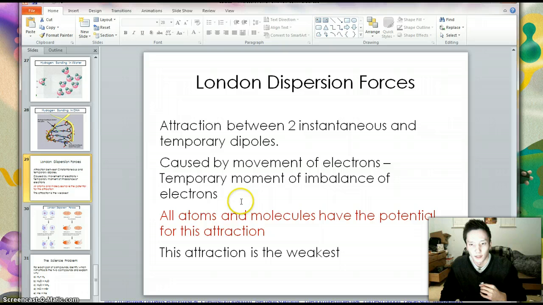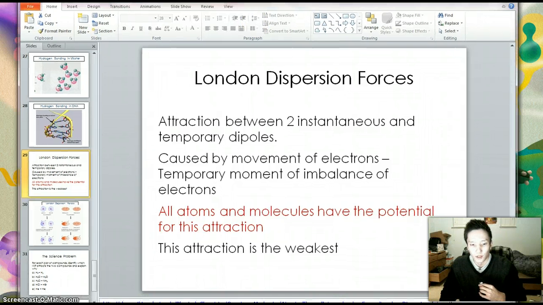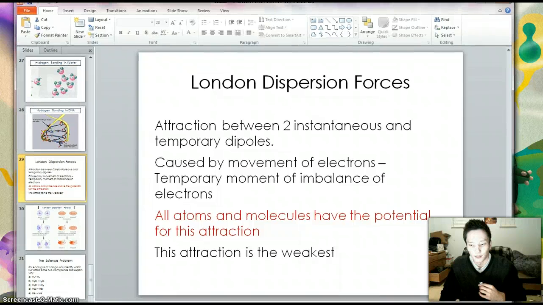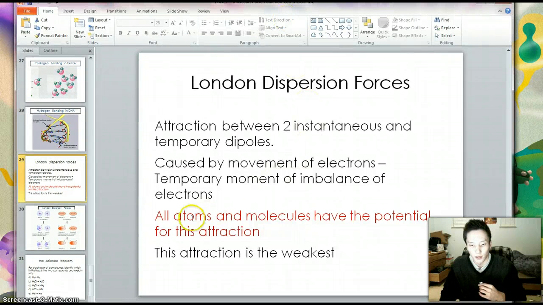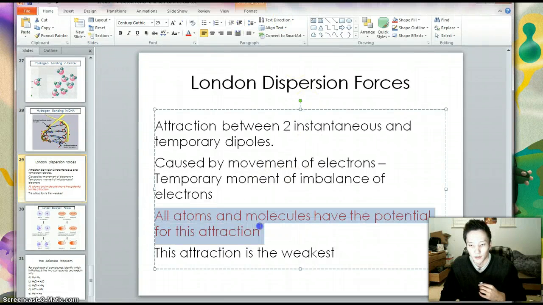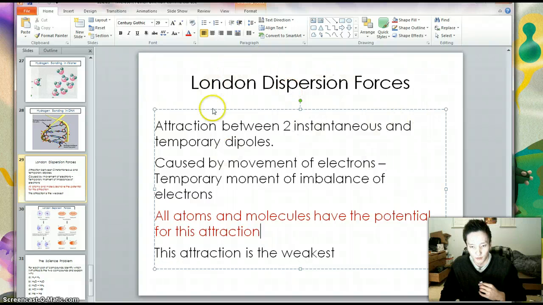is this guy over here, London dispersion forces. But I want you to know two things about this before I even talk about what they are. The two main points for London dispersion forces are that every single atom and molecule have this potential. So every single atom and molecule have London dispersion forces. Okay. And also I want you to remember that this attraction is the absolute weakest type of intermolecular force.